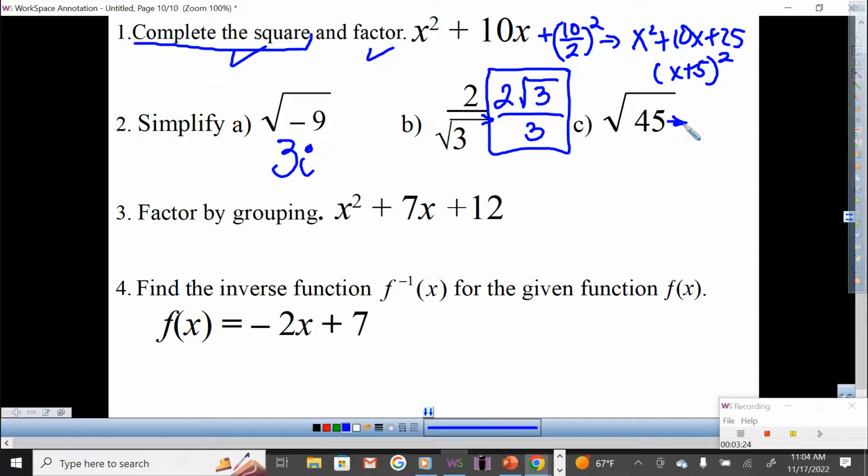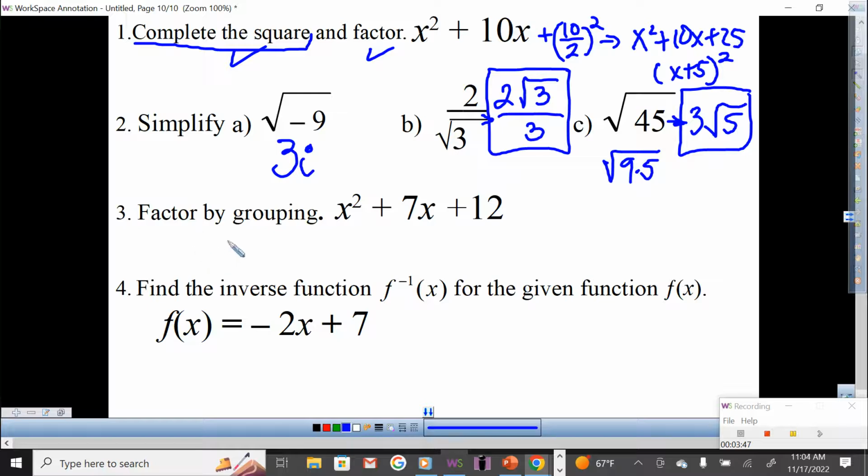Julian, what'd you get? You didn't finish that one? Okay, let me help you. 9 times 5, so that becomes 3 square root of 5. Hands if you got that. Looks about right. All right.